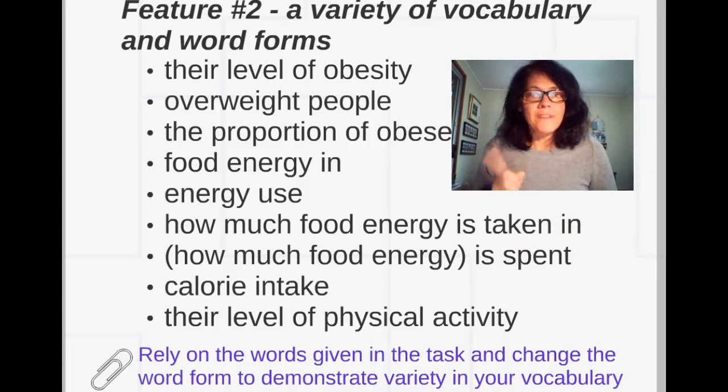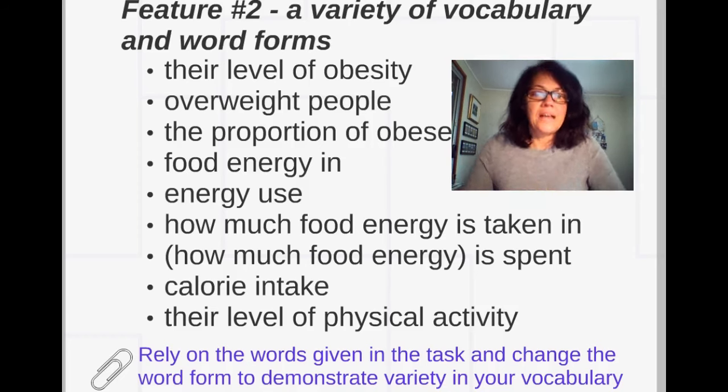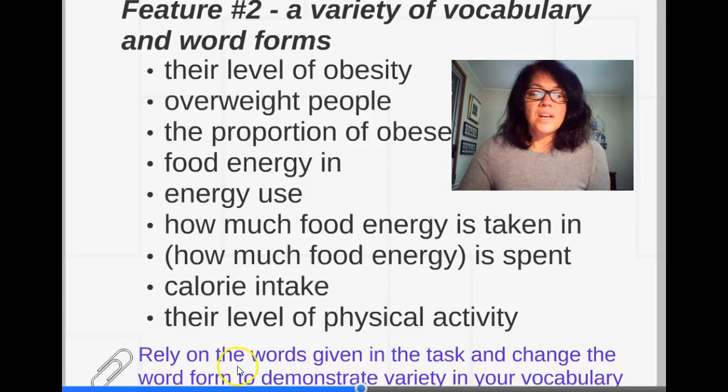The second graph, the line graph, was about energy in and energy out. Have a look. Energy use. How much food energy is taken in? How much food energy is spent? Calorie intake. Their level of physical activity. And my little tip for you in the test is rely on the words given in the task, but change the word form to show variety to the examiner.